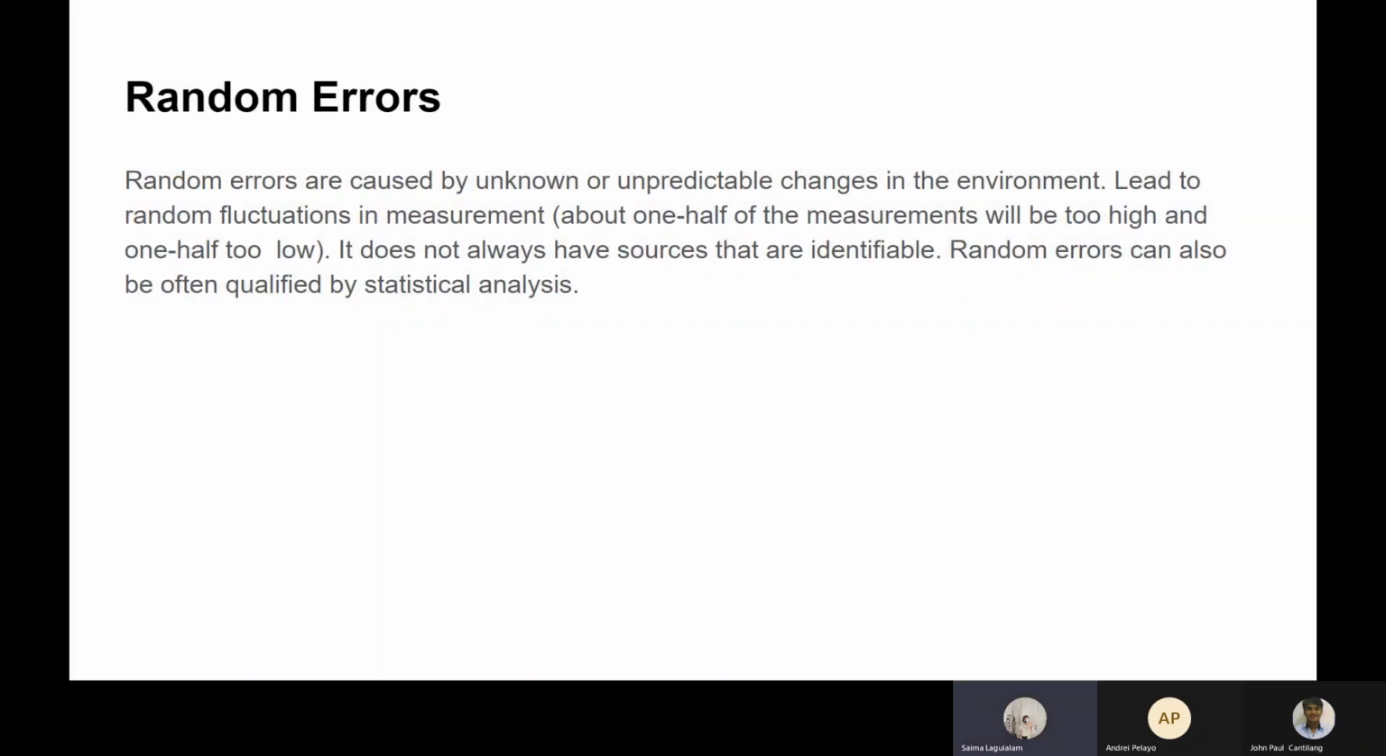So, the second type of experimental errors is random errors, to be discussed by John Paul. Random errors. Random errors are caused by unknown or unpredictable changes in the environment, leading to random fluctuations in measurement. About one half of the measurements will be too high and one half too low. It does not always have sources that are identifiable. Random errors can also be often quantified by statistical analysis.